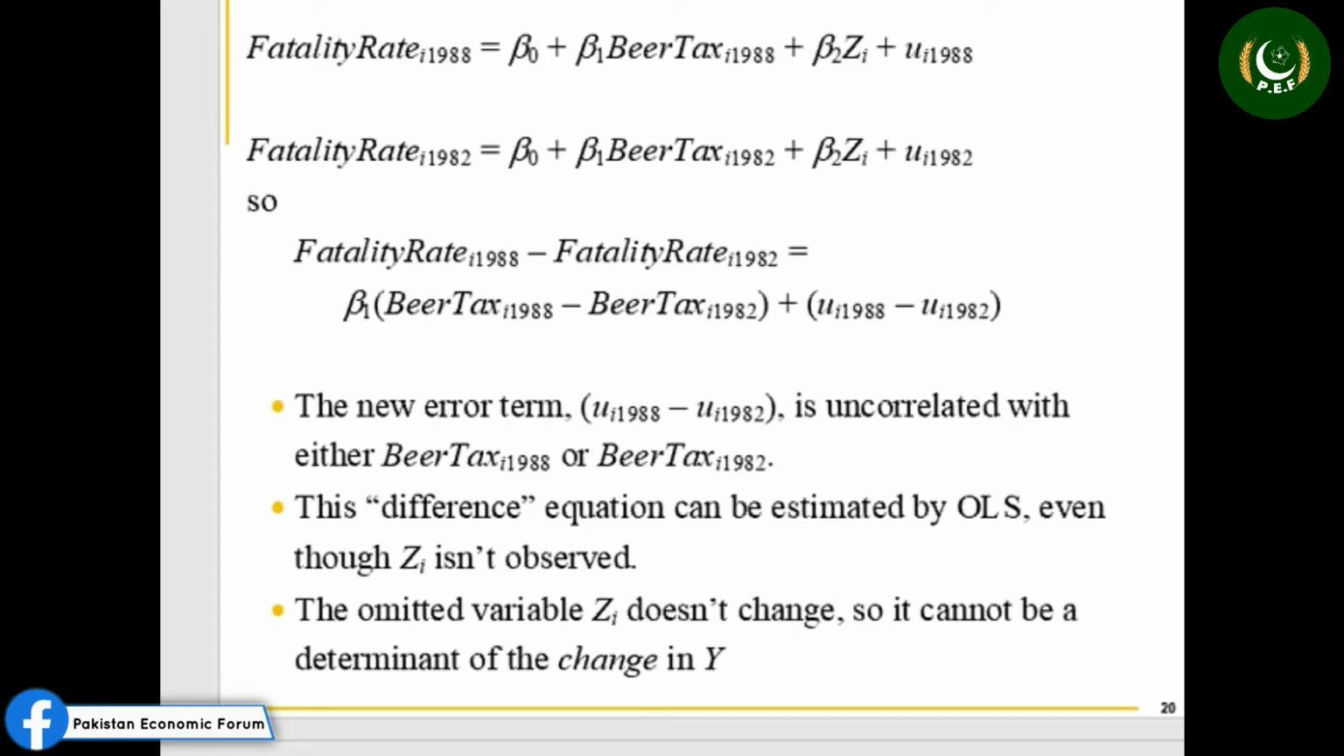So fatal accident rates, we have seen this one, and now we have subtracted second from first, and we got this equation. You see, ZI will cancel out. The new error term is also uncorrelated with beer tax. We will call it the difference in difference equation at some other stage, and we'll discuss it in detail where we'll discuss randomized controlled trials. But at the moment, let's leave it with this.